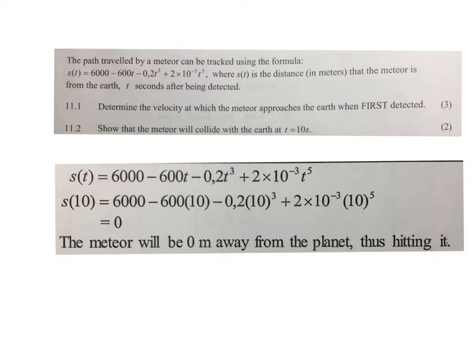Next they said, show that the meteor will collide with the Earth at t equals to 10 seconds. Think about the logic. The distance should then be 0. So we take that 10, plug it in the place of t everywhere, and plug it in your calculator. So the meteor will be 0 meters away from the planet, thus hitting it. The distance will be 0. Please stop the video and get your head around this.